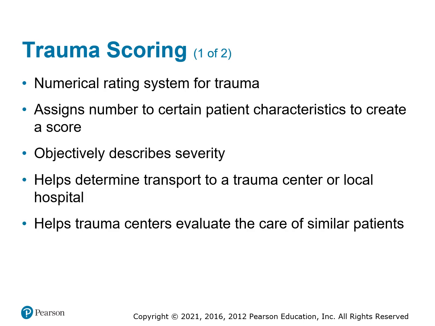So trauma scoring, this is a numerical rating system for trauma. It assigns a number to certain patient characteristics to create a score. It kind of objectively describes severity. It helps determine transport to a trauma center or local hospital and helps trauma centers evaluate the care of similar patients.